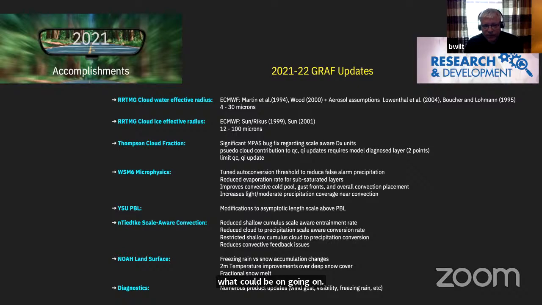A whole host of model updates over the last 2 or 3 years to overcome some of these deficiencies. We'll skip through the details here, but some of the big ones: cloud effective radius changes, more similar to the ECMWF model. We're using the Thompson cloud fraction, WSM microphysics, and several changes there to increase our precip scale over the last few months. Again, YSU PBL, and then the scale over convection, thanks again to Wei Wang in the beginning to help us get this implemented. We continue to tune that, and we're getting quite good results now.